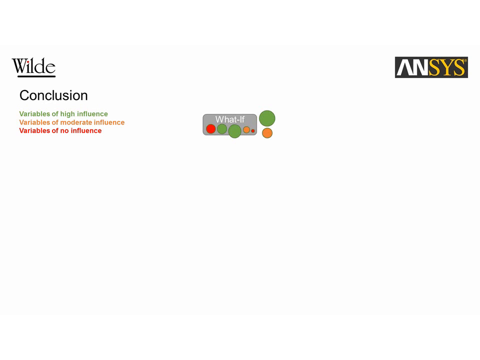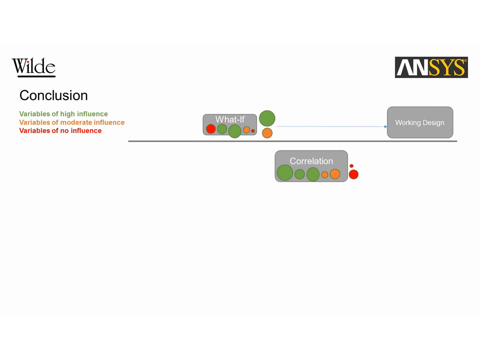The relative sizes of these circles is the parameter space that you need to be considering. You will probably reach a design using a what-if analysis. You'll reach a working design. Is that the best design? Probably not. The next best thing is a correlation exercise where you identify variables that matter and you move that out of the design space.